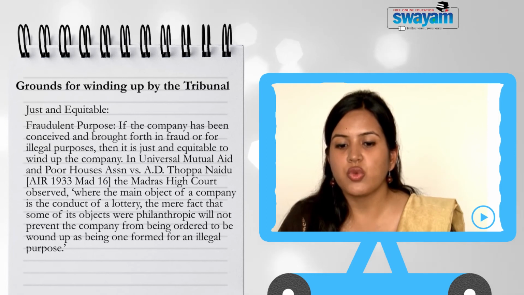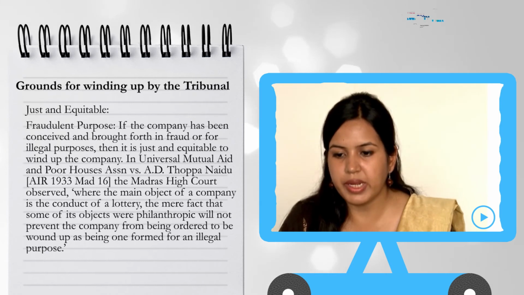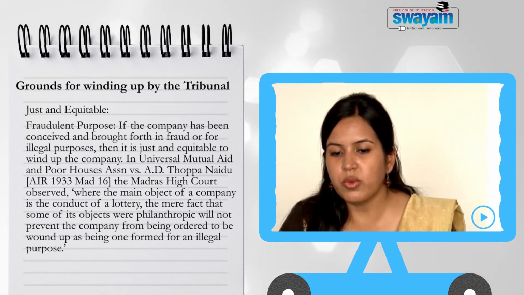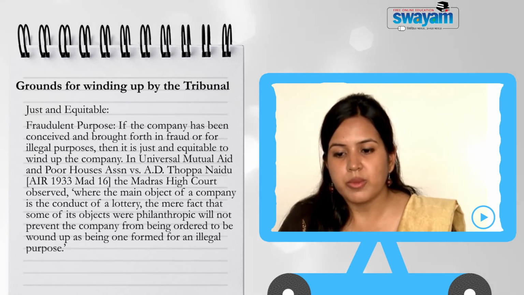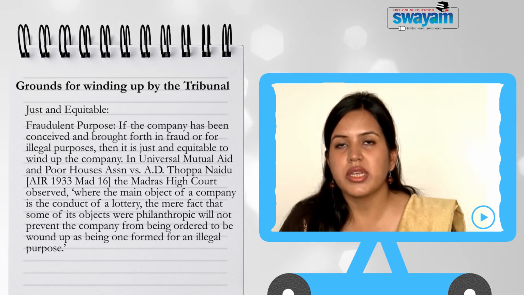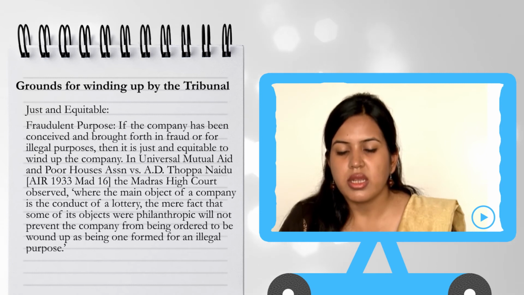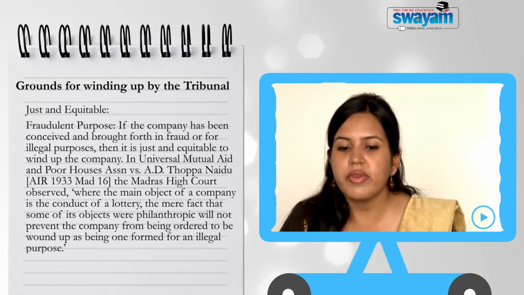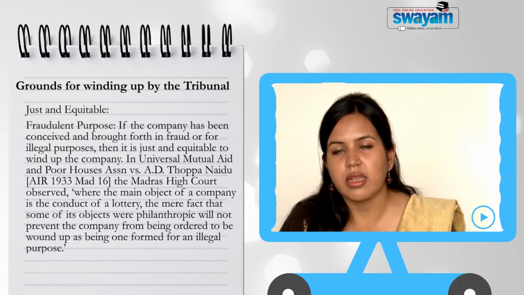In Universal Mutual Aid and Poor Houses Association versus A.D. Thopa Naidu, the case of 1933, the Madras High Court observed that where the main object of a company is the conduct of a lottery or any other illegal purpose, the mere fact that some of its objects were philanthropic will not prevent the company from being ordered to be wound up as being one formed for an illegal purpose.